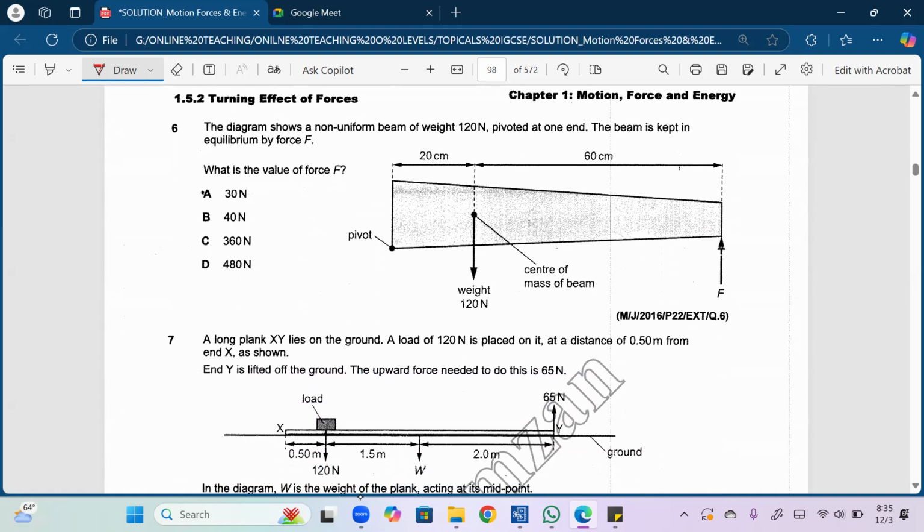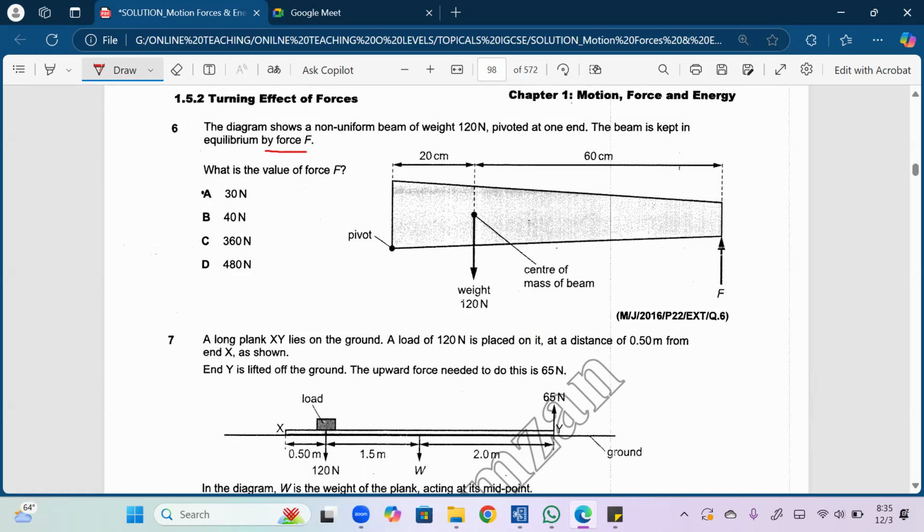Let's do question number 6. The diagram shows a non-uniform beam of weight 120 newtons pivoted at an end. The beam is kept in equilibrium by a force. What is the force F?